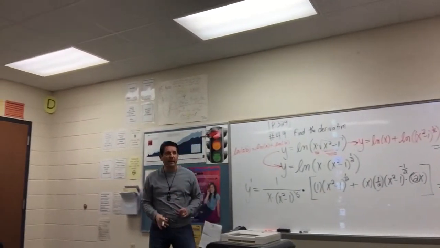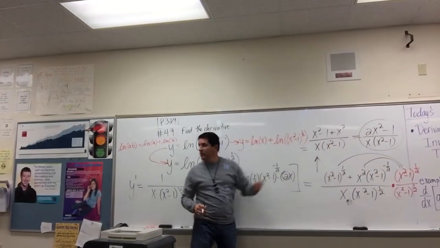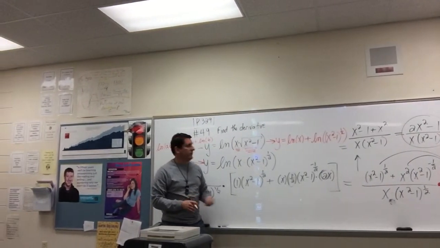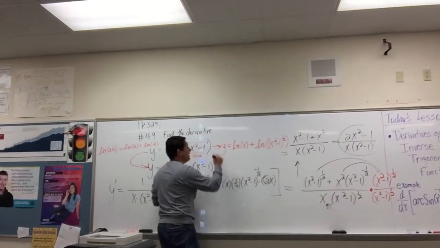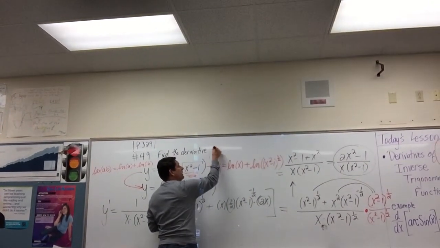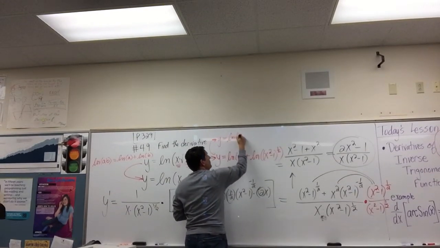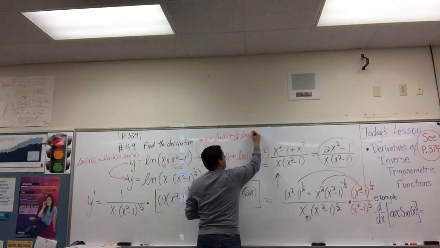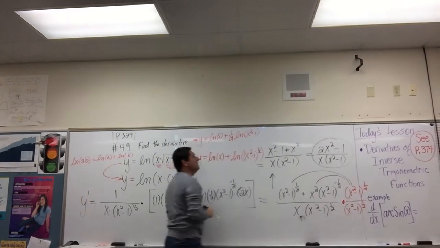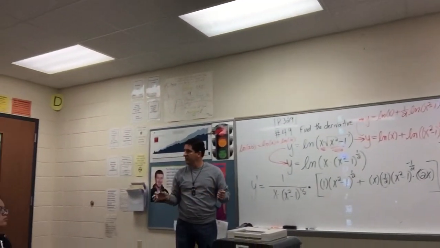But wait a second. There's a 1/2 right there. With log rules, I can bring the 1/2 down in the front. So I'm going to rewrite it again. Notice before I'm even finding the derivative, y is equal to the natural log of x plus 1/2 times the natural log of x squared minus 1. I haven't even found the derivative yet. I'm just cleaning up the problem before I do anything.